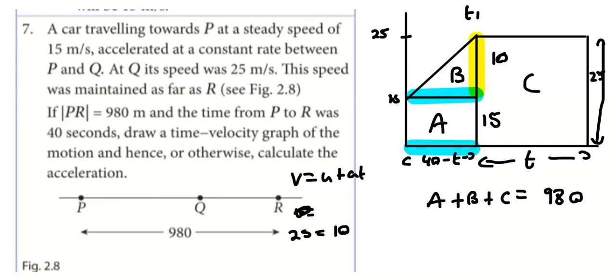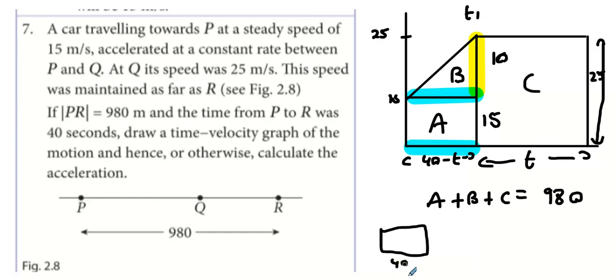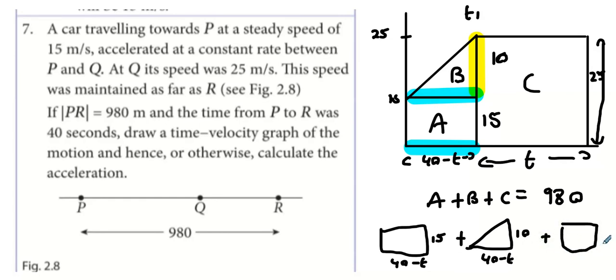Now here's the trick. We're going to use areas to find this out. So what's the area of A, guys? It's 40 take away t by 15. What's the area of B? Once again, it's 40 take away t times 10. And finally, the area of C is going to be 25 times t.